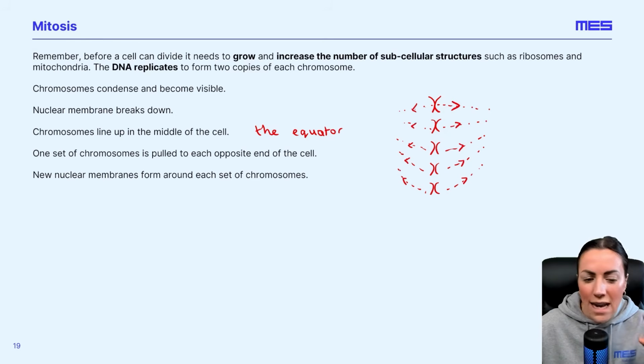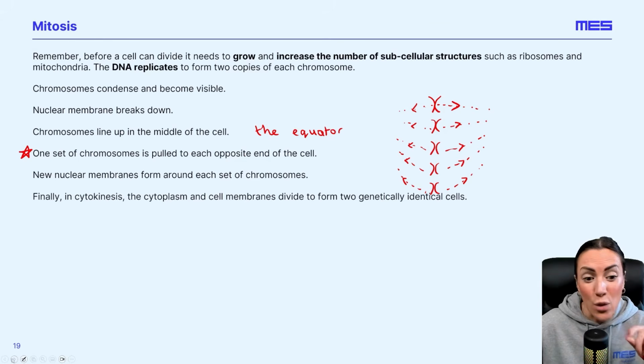Okay. Now that's going into slightly more detail than you need for AQA GCSE biology, but it is really important that you can use this phrase here. So during mitosis, one set of chromosomes is pulled to each opposite end of the cell, and new nuclear membranes form. So at the end of mitosis, you will end up with two nuclei.